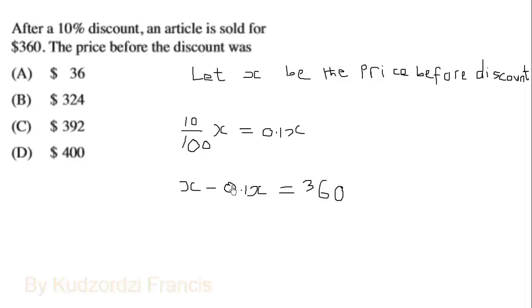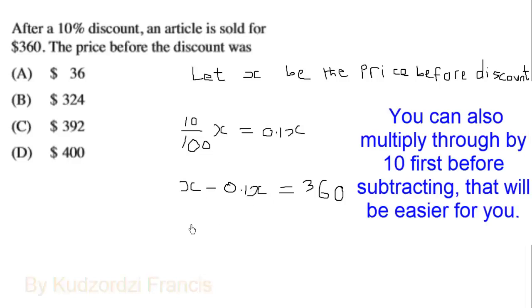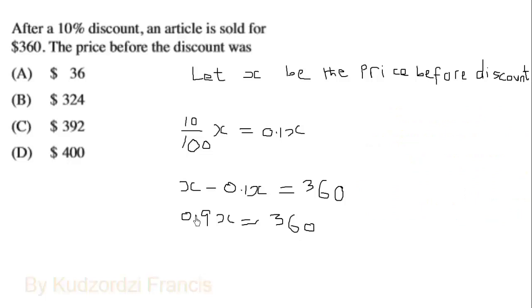So now we simplify this. It is the same as 1x minus 0.1x. So 1 minus 0.1 is 0.9. So we have 0.9x is equal to 360. Now to clear the decimal, let us multiply through by 10. So multiply this by 10, you get 9x. Then if you multiply 360 by 10, you get 3600.